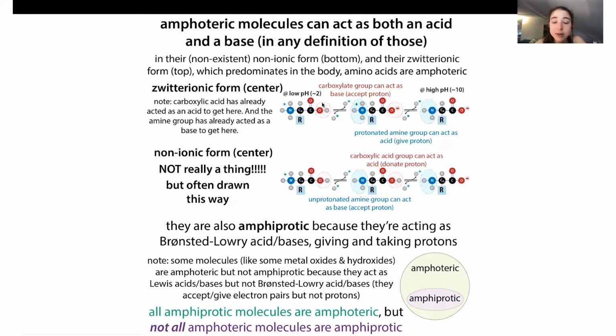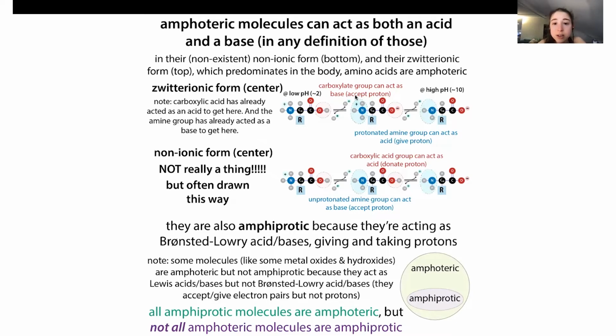Sometimes it can get really confusing because you read things saying amino acids are amphoteric because they have the carboxylic acid that can act as an acid, and the amine group, which can act as a base. Except that for a molecule to be amphoteric, both of those must be present in the same molecule at the same time.